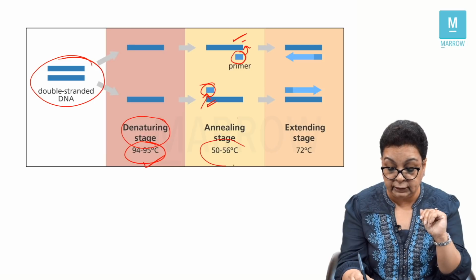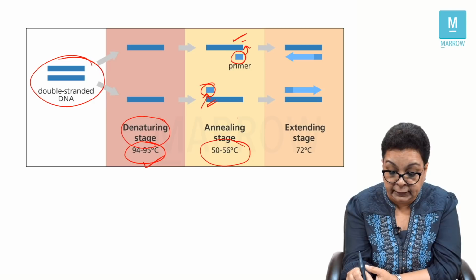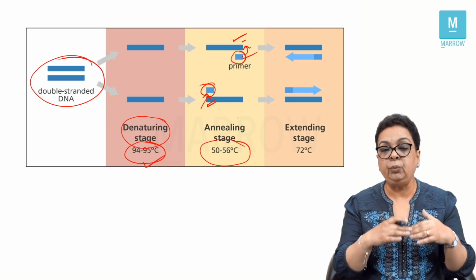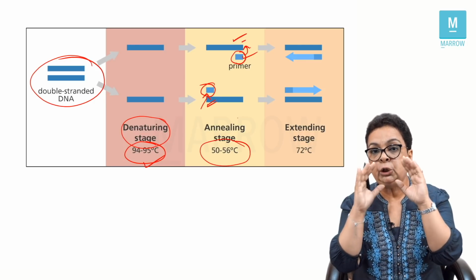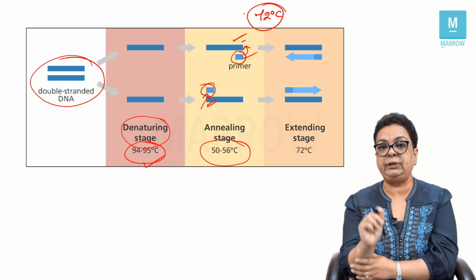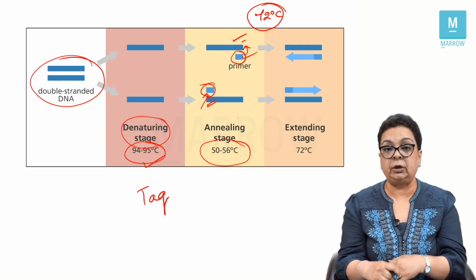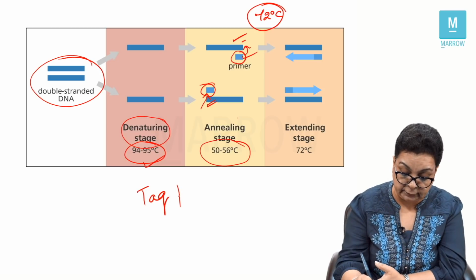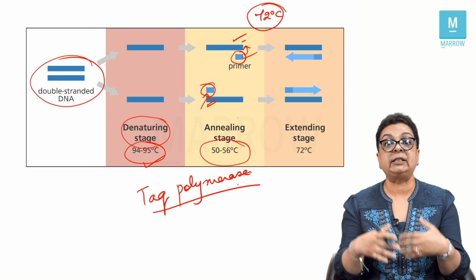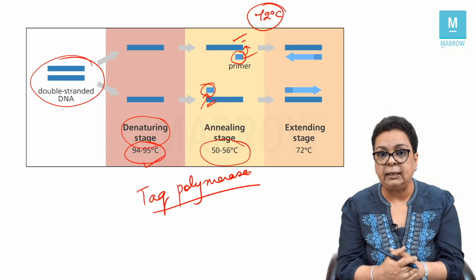Next, we are going to lower the temperature to 50 to 55 degrees Celsius. That will lead to the binding of the primers. That is called annealing. Now we're going to raise the temperature to 72 degrees Celsius, because the optimum temperature of action of the enzyme responsible for the amplification is the Taq polymerase. What is the source of the Taq polymerase? Thermus aquaticus.